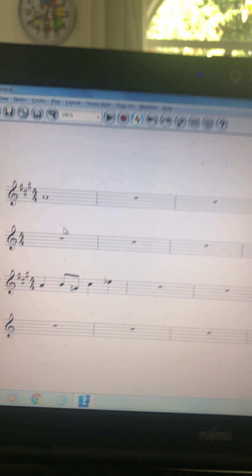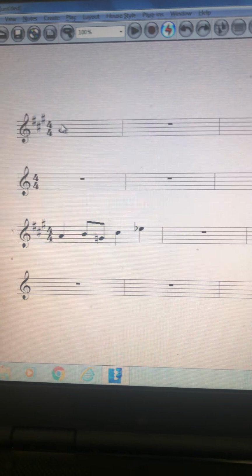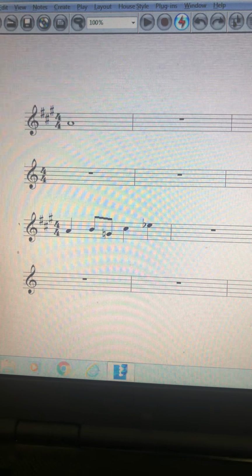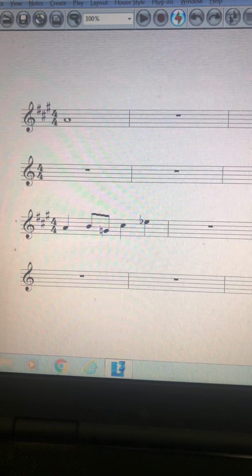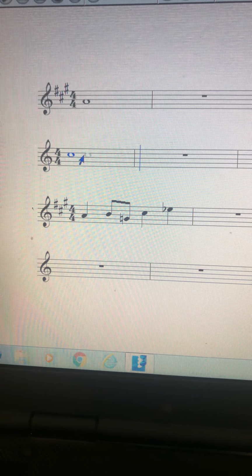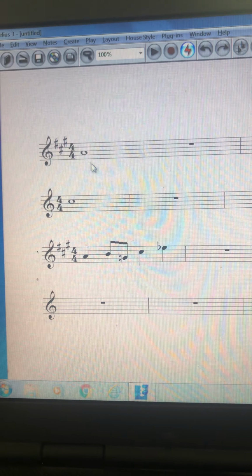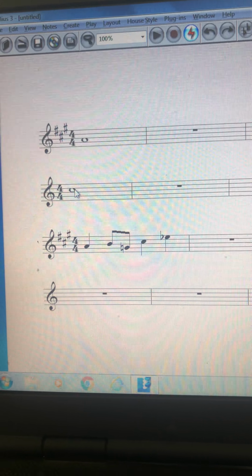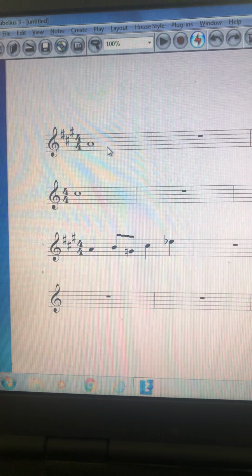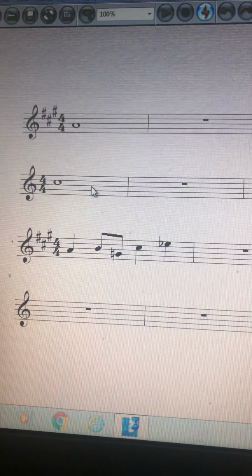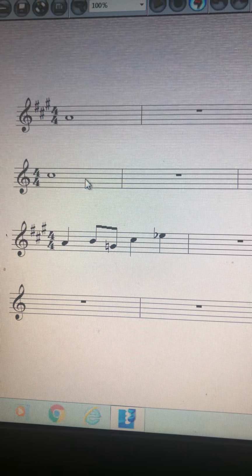Now, what is a minor third above the note A? We know a minor third above A is in fact a C natural, isn't it? So let's put the C natural here. Now, once you've worked out that the minor third above A is a C natural, that C now becomes your tonic. So therefore, if I was in the key of A major here, I'm now going to be in the key of C major there.